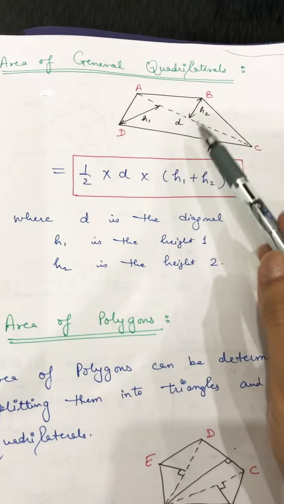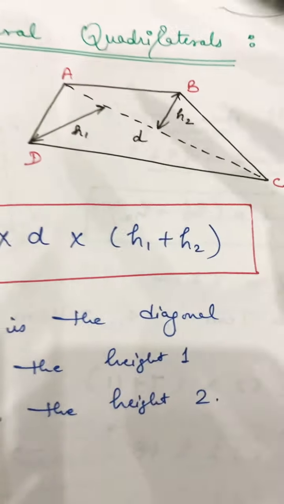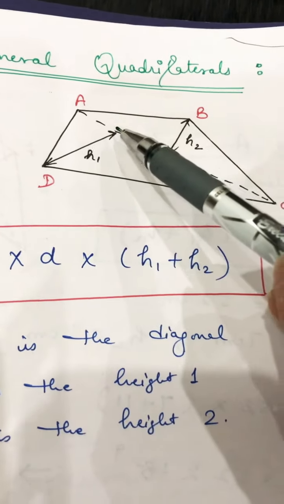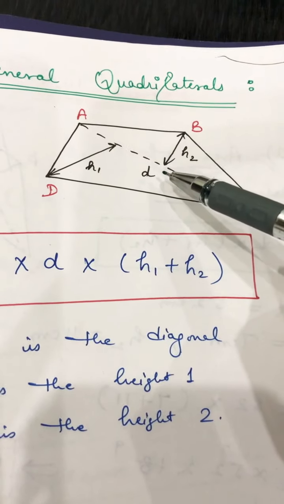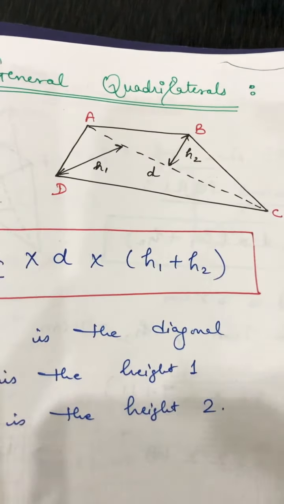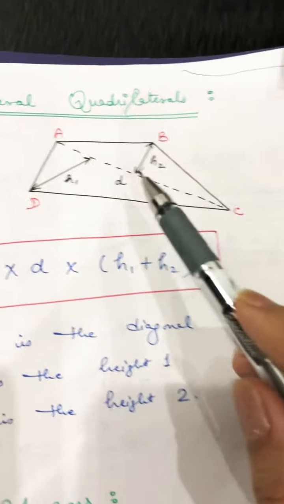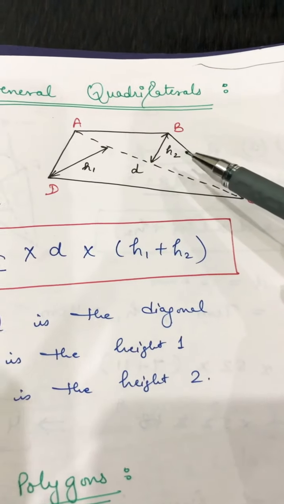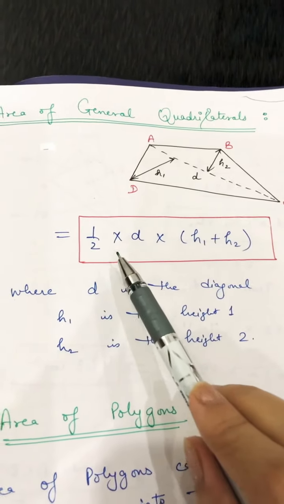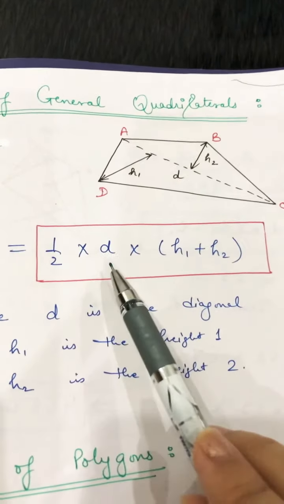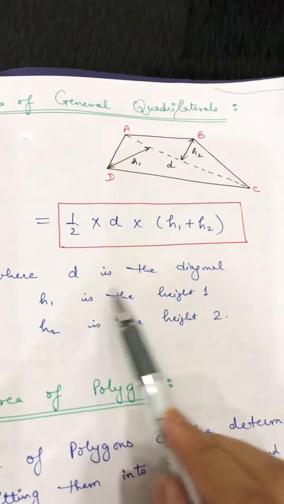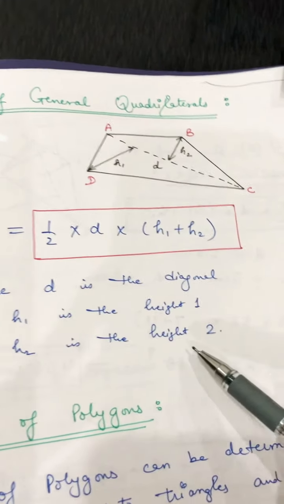If in that case a diagonal is given to you, and from the vertex to that diagonal a distance is given, from this vertex to this diagonal, these two are known as h1 and h2, that is height 1 and height 2. Okay, if diagonal is given and two heights are given to that diagonal from the vertex, then you have to apply a formula, that is area of general quadrilateral is half multiplied by d multiplied by h1 plus h2. Where d is the diagonal and h1, h2 are the height 1 and height 2.